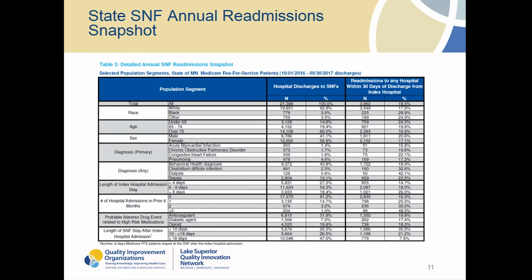If we take 3,963 divided by 21,388, we get 18.5%. And this is our readmission rate for the entire time period across all patients, because this first row is total.